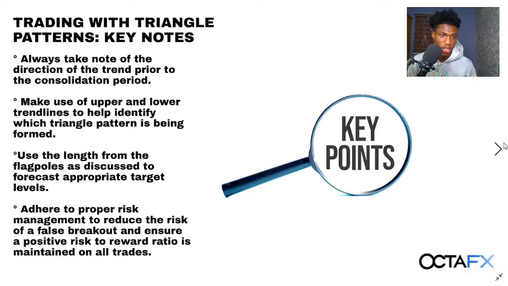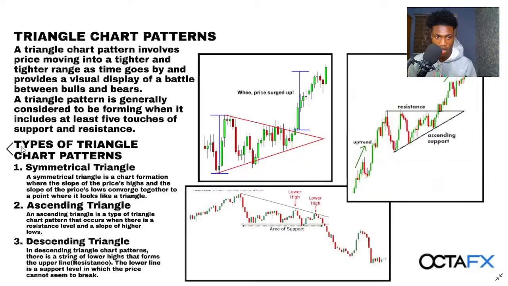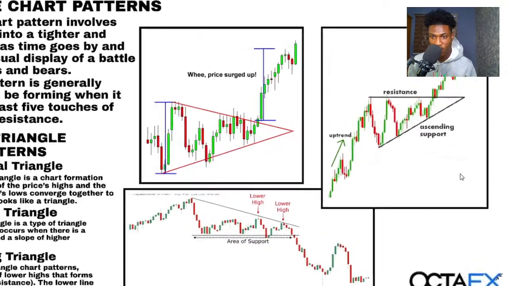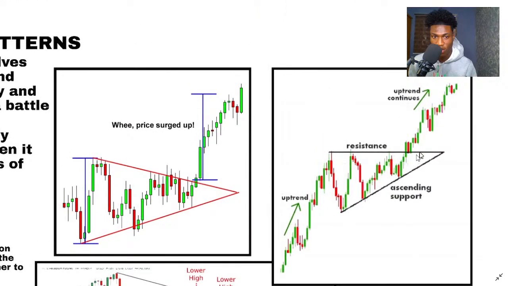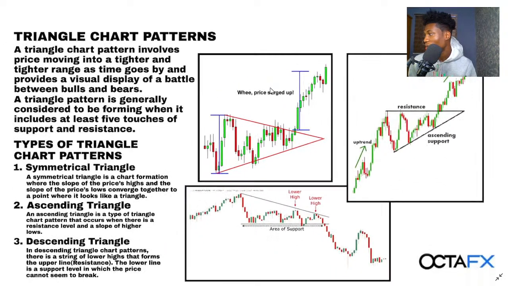Now the third one is use the length from the flagpoles to forecast appropriate target levels. What I mean by flagpole is this. So this ascending triangle pattern looks like a flag, right? And it has a pole. So you can use the length from here to here to determine your take profit level from here to here, or this, just like you have this from here to here. You can use it to determine your take profit level from here to here.